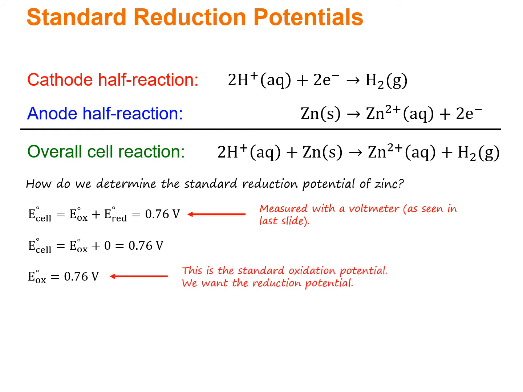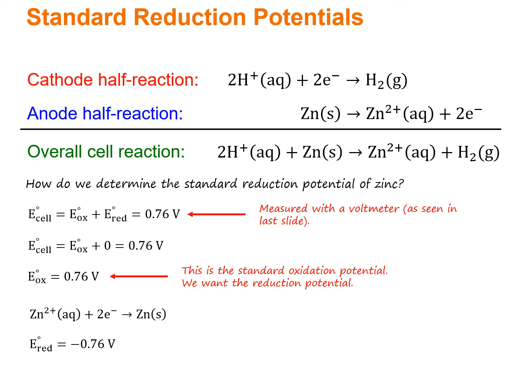But what we want is the reduction half potential. When I look at that reaction, the oxidation half potential pertains to zinc going to zinc 2 plus plus 2 electrons. The reduction half potential is just the backwards of that, so it's zinc 2 plus plus 2 electrons going to zinc. If we're looking for the reduction half potential, we just multiply by a -1 and get negative 0.76 volts, and that's the reduction half potential.